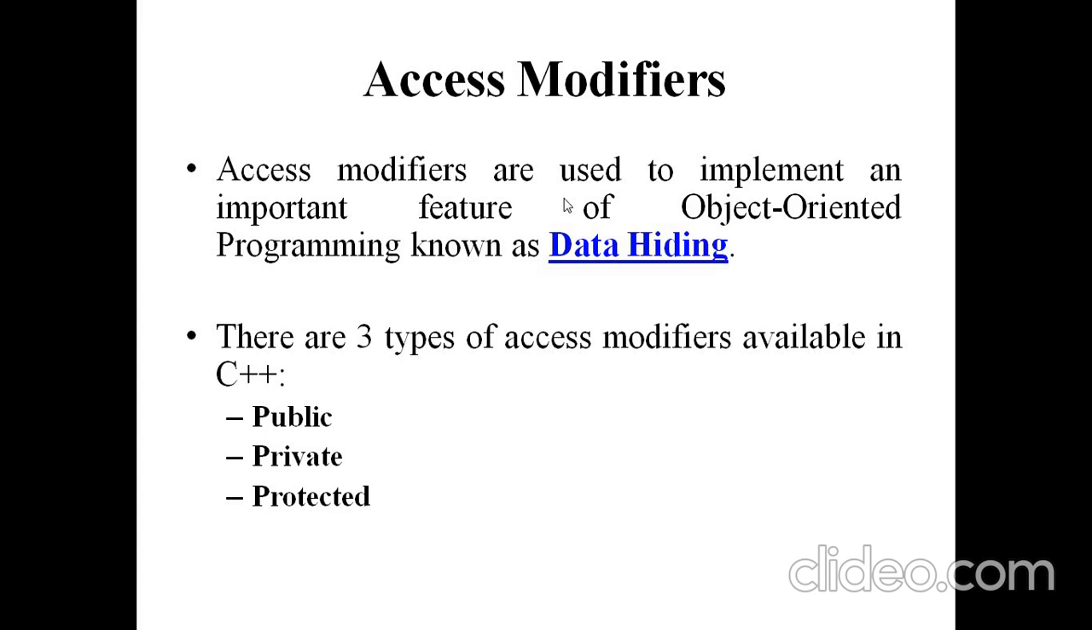If you declare the data members and member functions in a class as public, anyone can access the data. If you declare them as private, no one can access the data from outside the class. Here protected behaves like private. If it is declared as protected, no one outside can access the data.